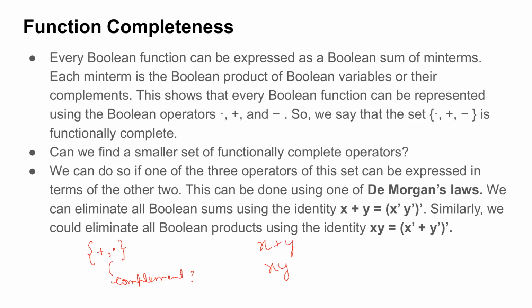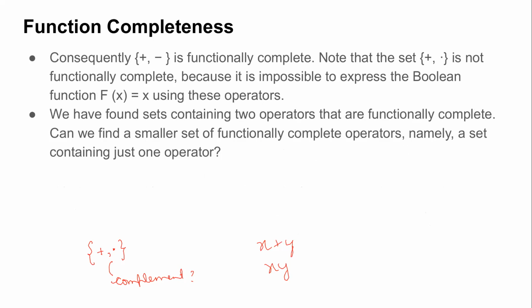So, anyone, is this functionally complete or is it functionally incomplete? Yes, class. I want all of you to agree or disagree. Okay, it's incomplete, right? Because we cannot get complement out of it. So, Boolean sum and complement, and Boolean product and complement, are functionally complete. But if you take just Boolean sum and product, it's not functionally complete because you cannot express the complement using these two operators. So we moved from a set of three operators to a set of two operators.